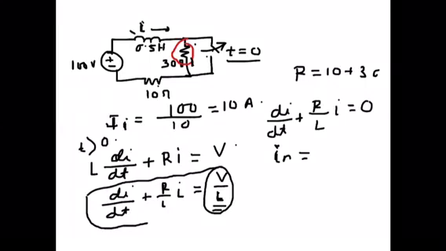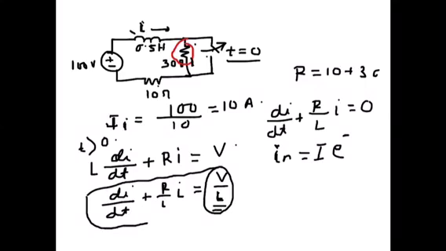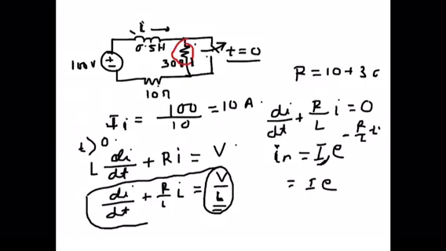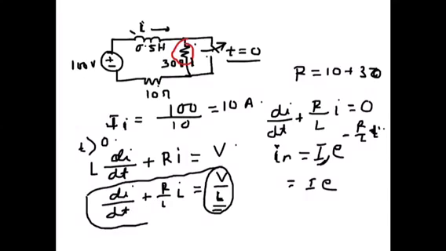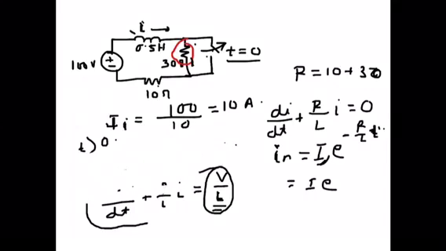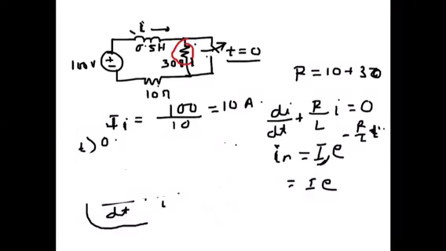So I natural will be I e to the power minus R over L t. This I we don't know yet. We will find it from the boundary condition later. R of course is 40, so I will just leave it like that for the time. And the forced response will be of the form of a constant value. So we will just assume that the forced one, IF, will be A.